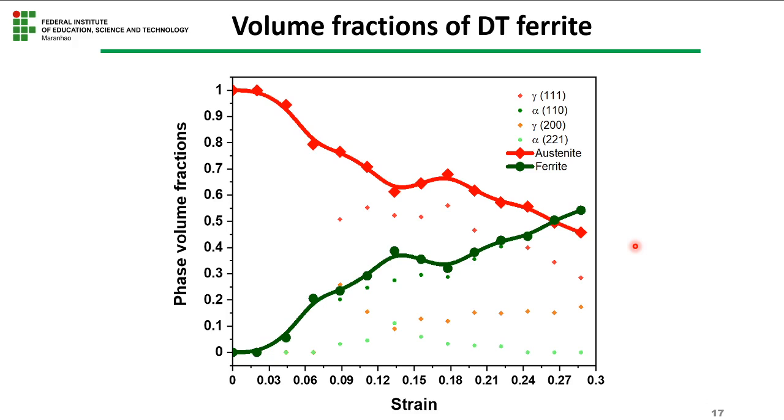Using the peaks of the austenite and ferrite, we calculated the volume fraction, using all 4 planes. Like I said, I forgot about the other planes, so we focus on these 4 planes. Approximately here during the strain, we have an increase in the volume fraction of ferrite, while the volume fraction of austenite decreases.